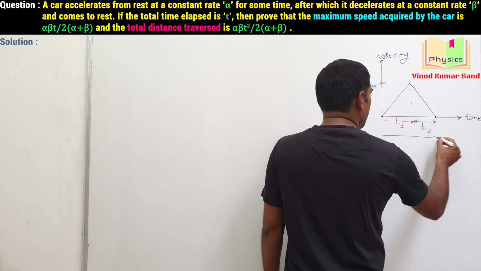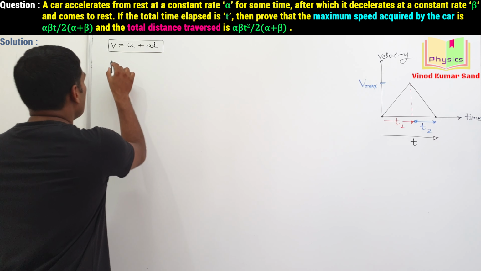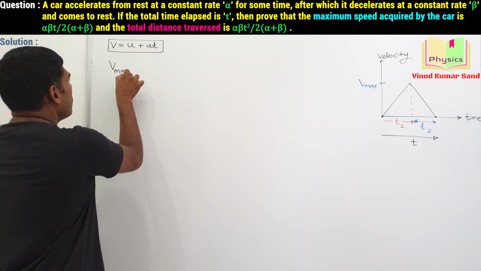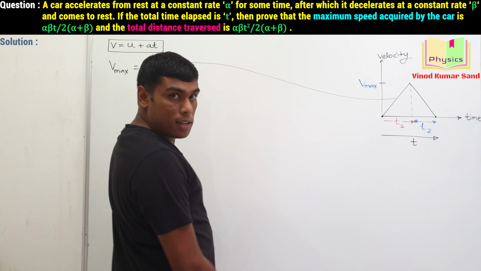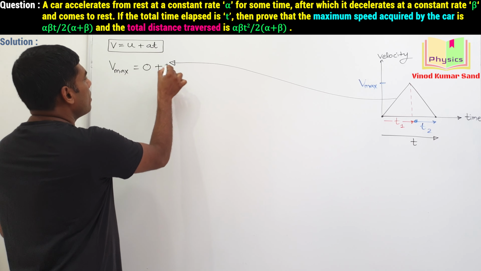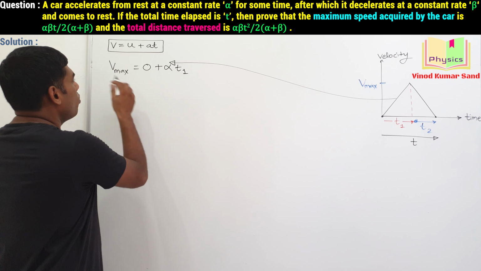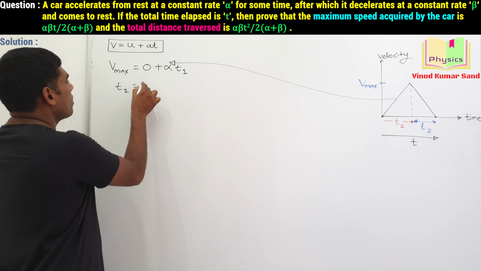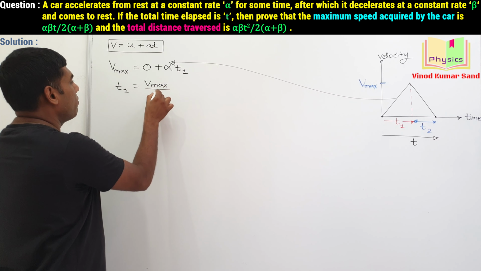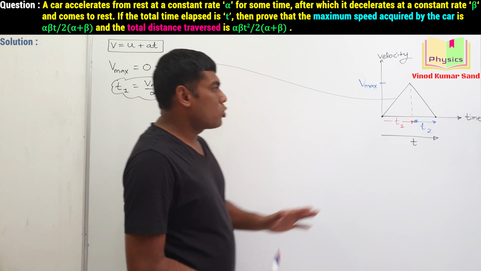When the car is speeding up, at that moment the final speed we can write as v max. When the car started, its initial velocity is 0. We are writing the data for this interval of time. Acceleration of the car we treat as alpha and the time taken is t1. So we got here that t1 is equal to v max by alpha. Agree?